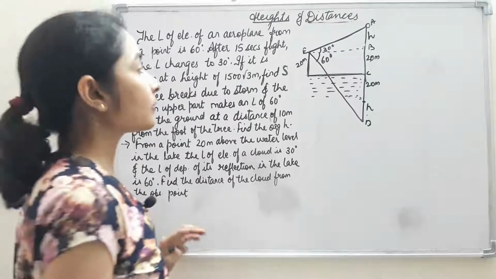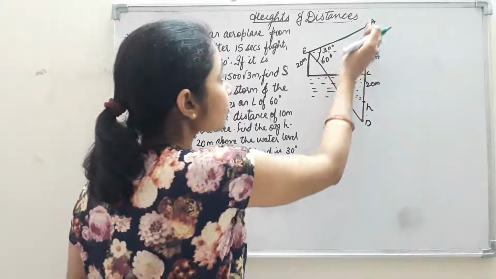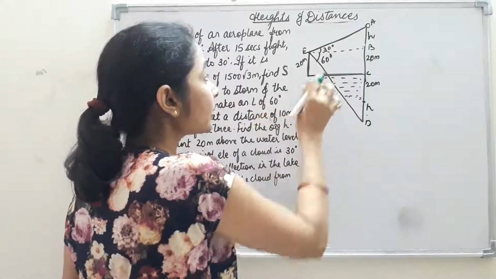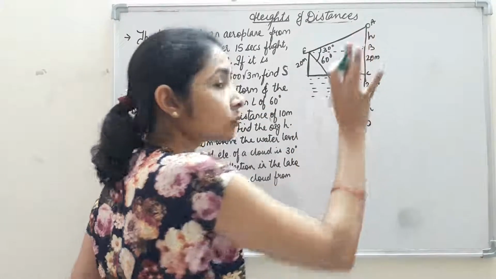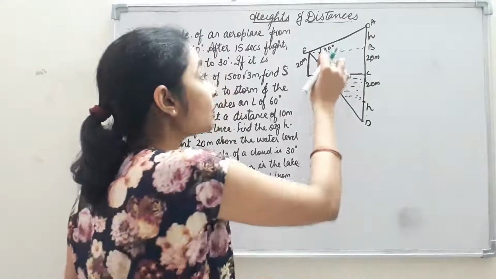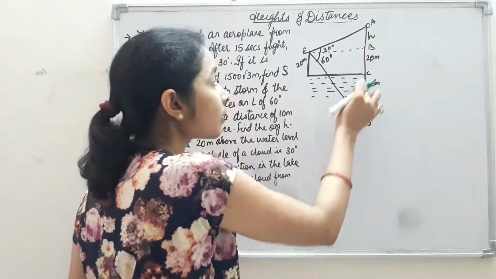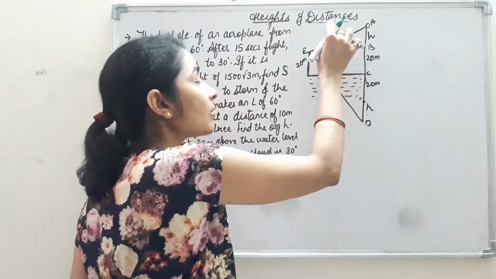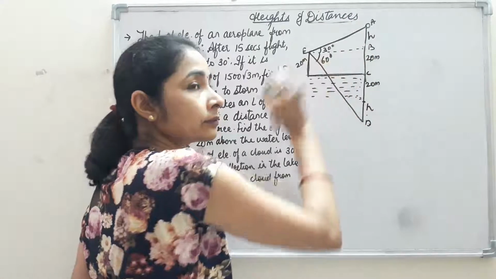Okay, now starting with the solution. First we will take this small triangle ABE. In this triangle we will find this EB, though we don't need it, but it will be helpful to us in finding out this H. If we find out this H, then only we will be able to find out this AE.